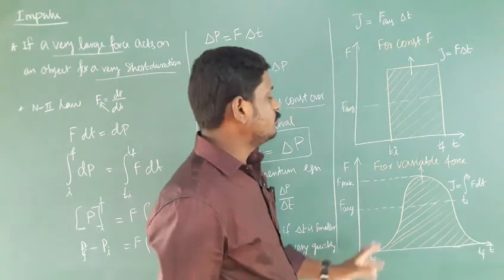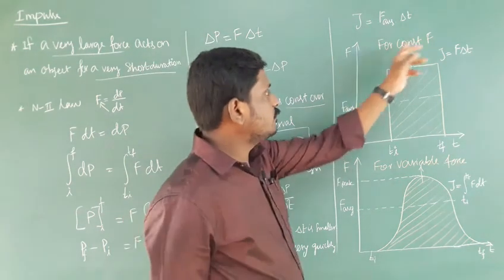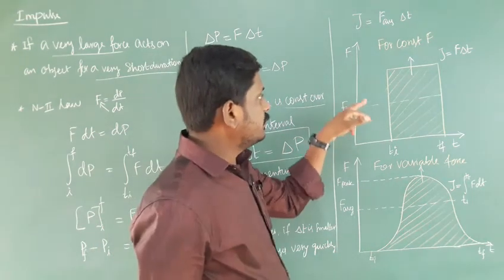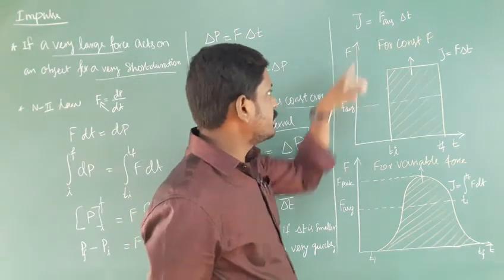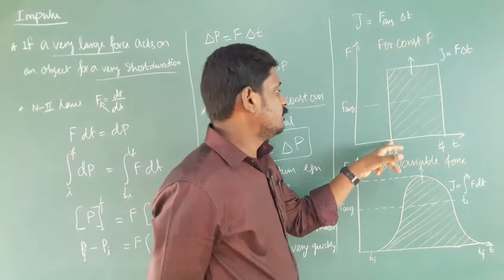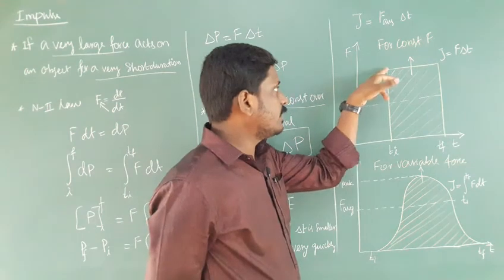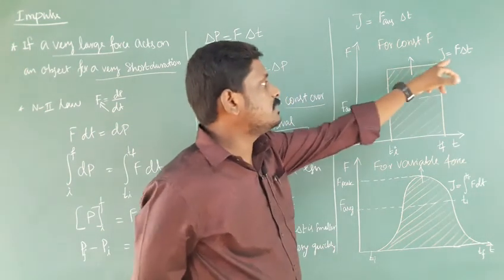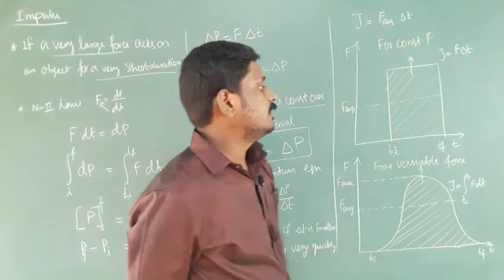Here are two graphs: a constant force acting for a time t, and a variable force. The x axis is time, the y axis is force. A constant force acts from initial to final, so the force value is constant. This is F average. So the impulse J is equal to F into delta t.